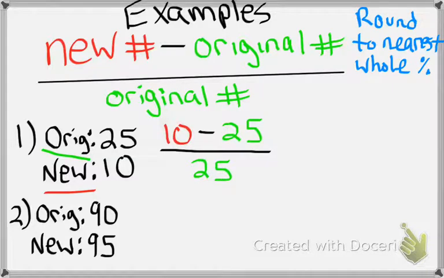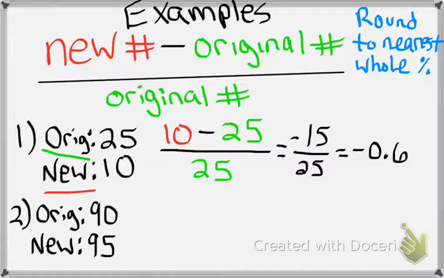Okay, so plug everything in where it goes, and then now just solve, meaning subtract the top first. 10 minus 25, well, that's negative 15. So you're going to do negative 15 divided by 25. And if you do that, you'll end up with negative 0.6. So now that's your decimal answer, I agree, but we're looking for the actual percent of change.